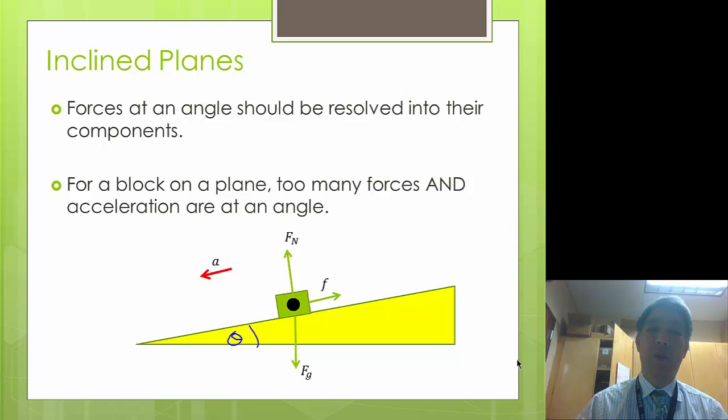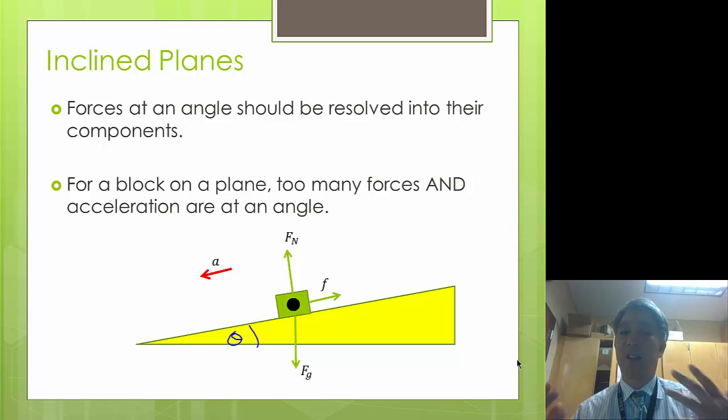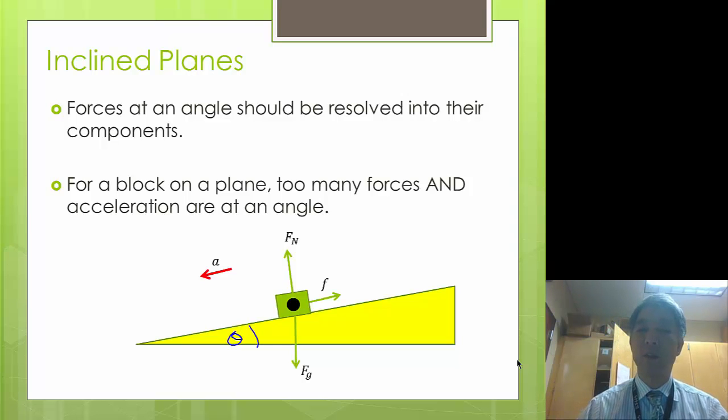In the inclined plane situation, we draw the same free body diagram. We have gravity going straight downwards. We have the normal force going perpendicular to the surface. Frequently there's going to be friction, and that's going to be parallel to the surface. The acceleration of the block is limited to the plane of the surface. So here's my free body diagram for a block on a plane.